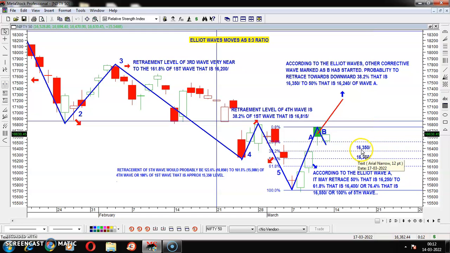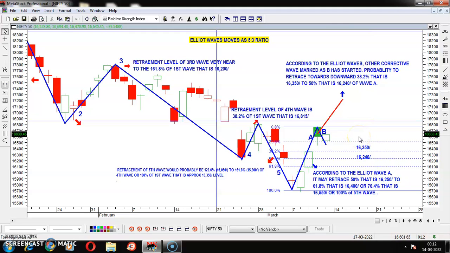It may come down to the 16,350 level, which is 38.2% of the first corrective wave, which is called A, which has been marked here with A, and the next retracement level is 16,240. This would be the retracement level. From this particular level, the market can go towards the upside.